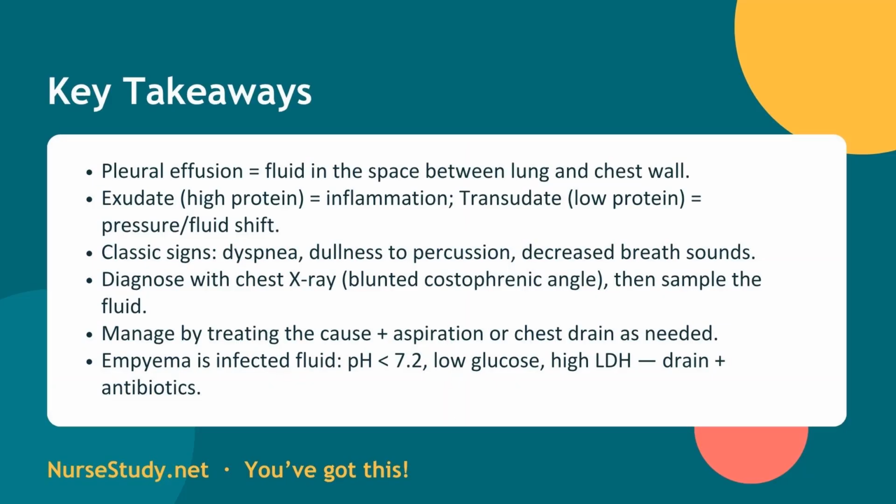Key takeaways. Let's wrap it up. A pleural effusion is fluid in the space between the lung and the chest wall. Exudate is high protein from inflammation. Transudate is low protein from a pressure or fluid shift. Your classic signs are dyspnea, dullness to percussion, and decreased breath sounds. We diagnose it with a chest x-ray showing that blunted costophrenic angle, then we sample the fluid. We manage it by treating the cause plus aspiration or a chest drain. An empyema is infected fluid: pH under 7.2, low glucose, high LDH, treated with a drain and antibiotics.